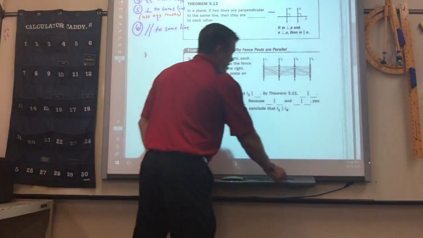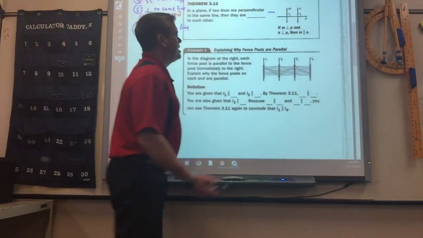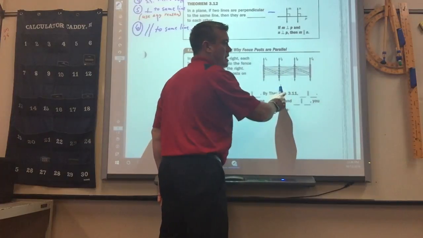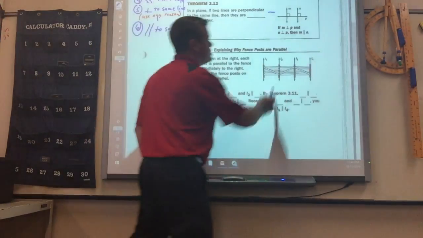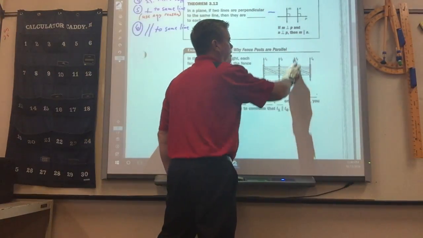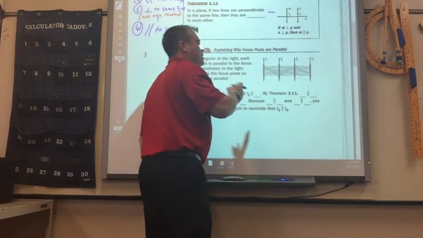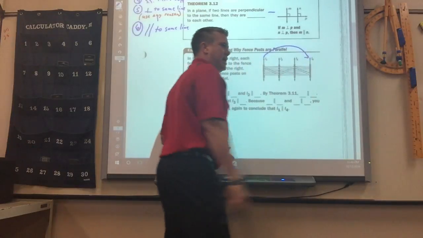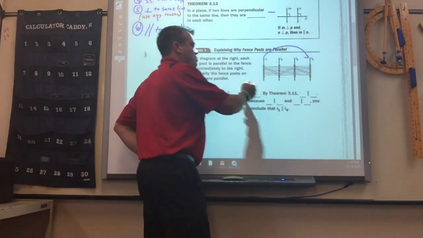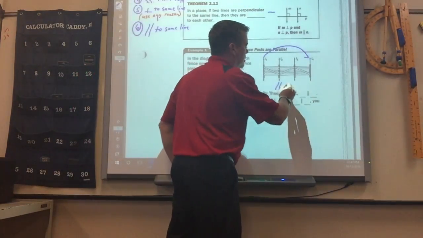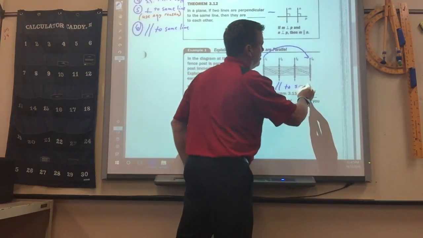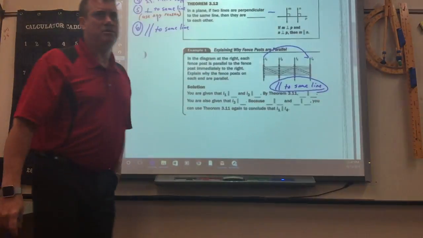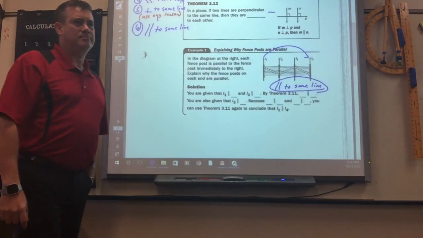So in this picture, it tells us that the first post is parallel to the second, and the second is parallel to the third, and the third is parallel to the fourth. So they ask, do you know that the first is parallel to the last? Yes. And the reason why is you would just say parallel to same line. Parallel to the same line, but you can just shorten it down. Okay?